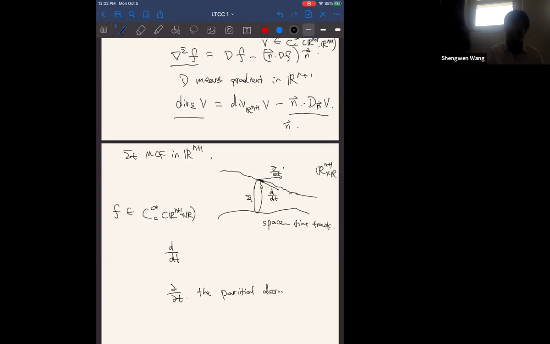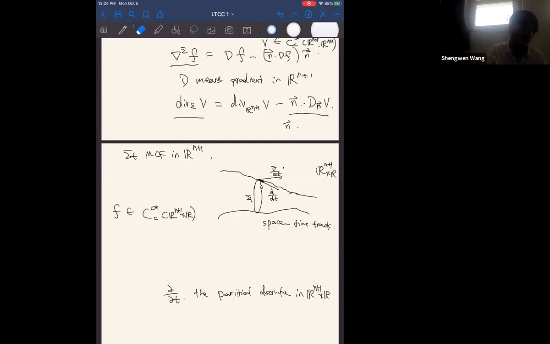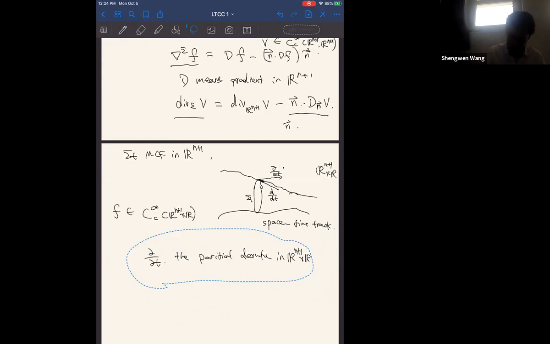In this space time, and d/dt, let's move this upward. Sorry, let's erase this, move this upward. And d/dt is that tangent direction. So you will have to add the actual direction. So for any vector field, for any function f, partial t of f plus the gradient of f dotted with H.